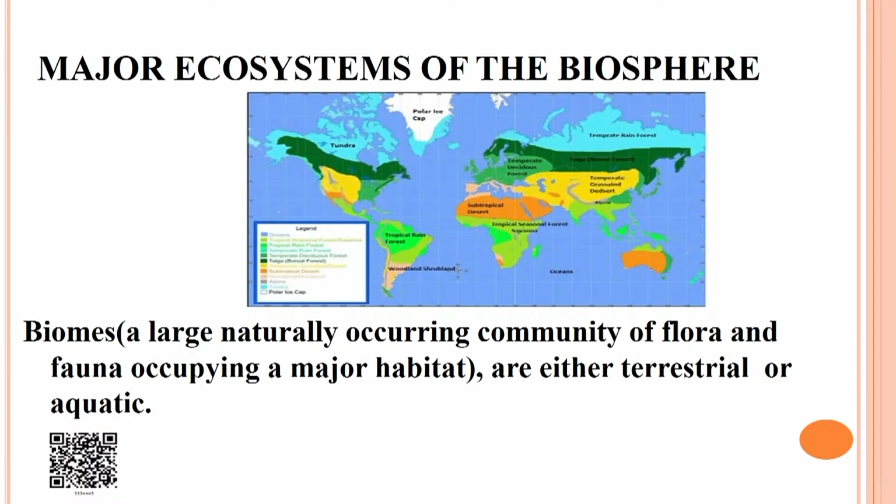When we see the figure of major ecosystems of the biosphere, it includes temperate rainforest, taiga biome, temperate grassland, desert, subtropical desert, tropical seasonal forest, savanna, tropical rainforest, woodland, shrub, tundra and polar cap. There are so many types of ecosystem around the globe.